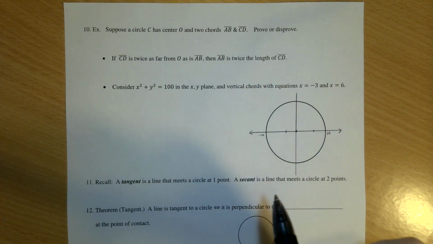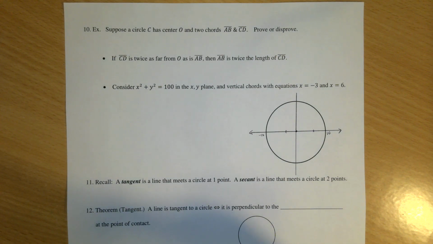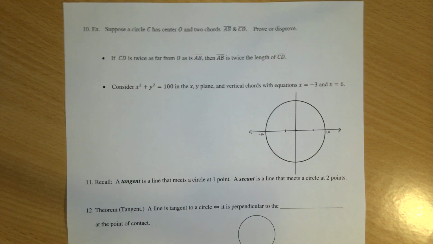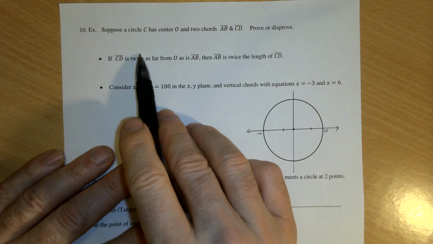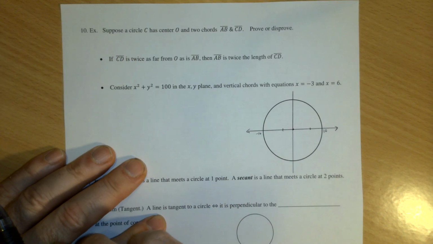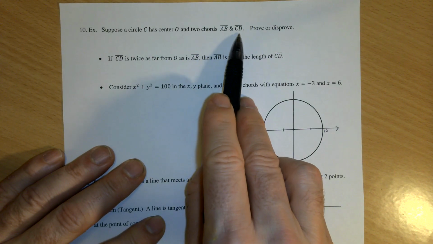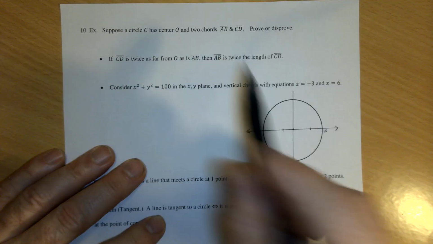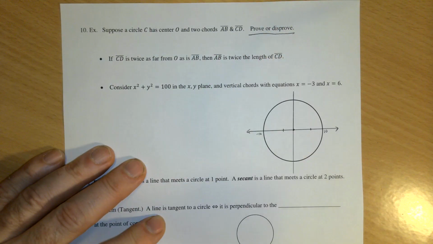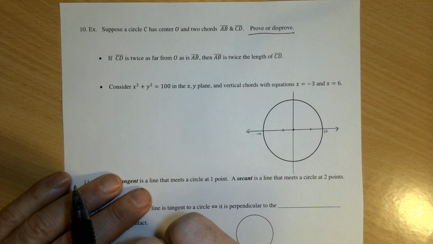Okay, for the final video of the chapter, we will do an example, maybe a counterexample, and then we'll look at a couple of simple theorems. The first is an example problem where we're going to suppose we have a circle C that has a center O, and it has two chords AB and CD. Prove or disprove. So we don't know if it's true or false yet.